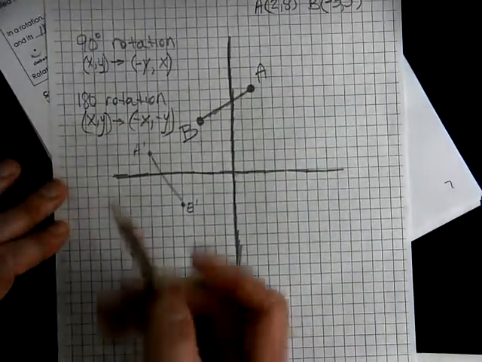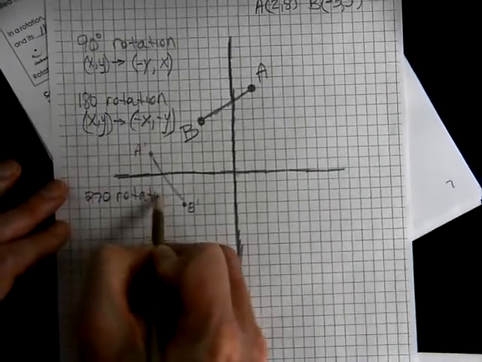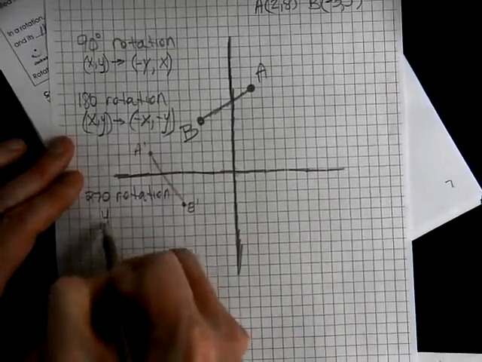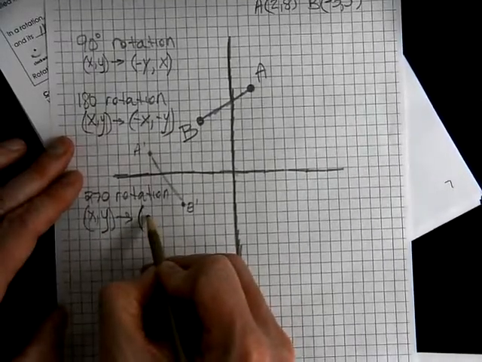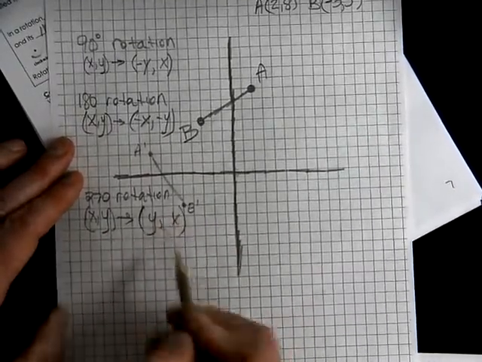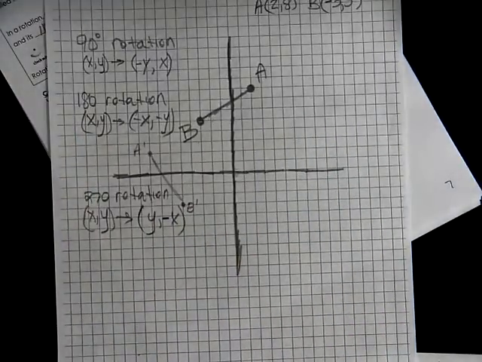So for our final rule, the 270 rotation, you noticed that we switched the letters, so now it's Y, X, but we changed the sign on the right. So now we can fill out our notes.